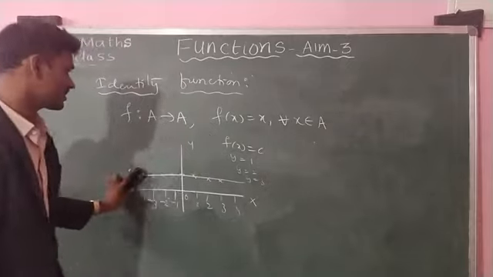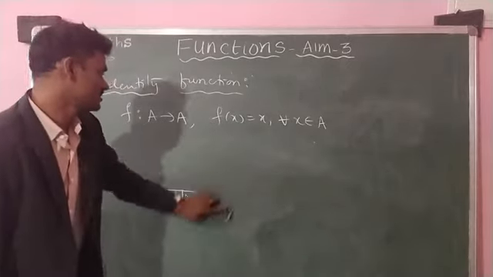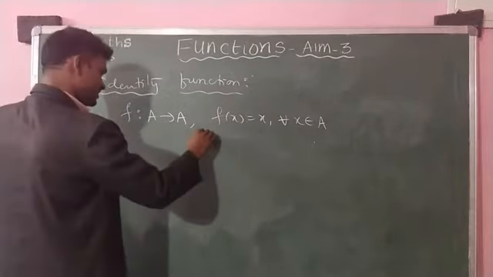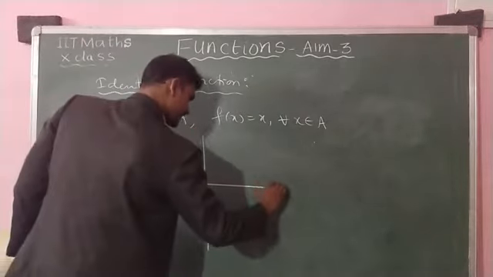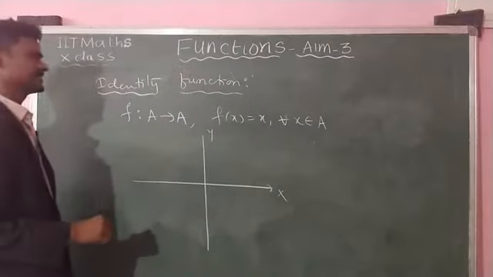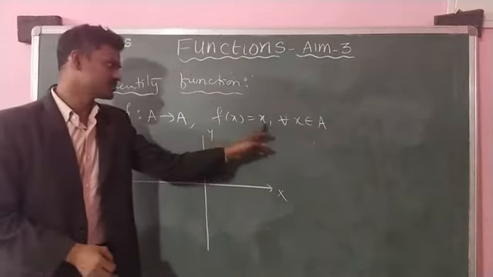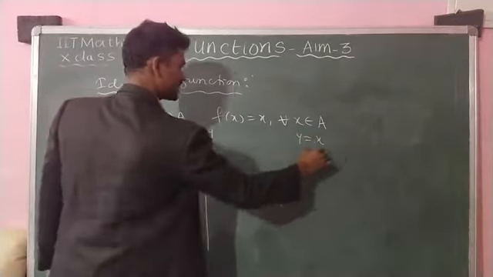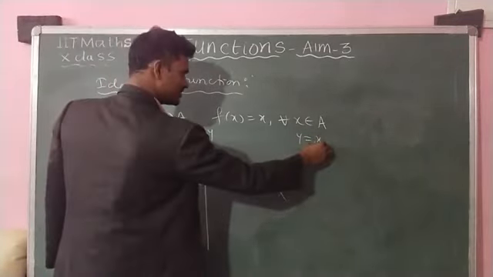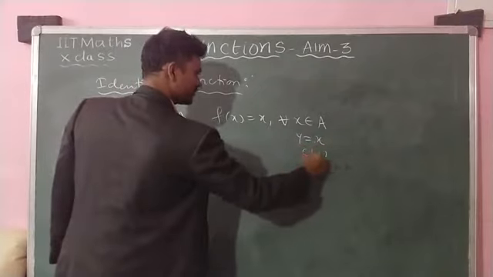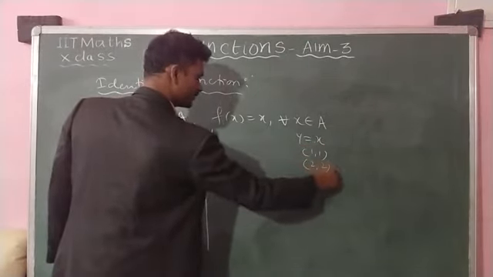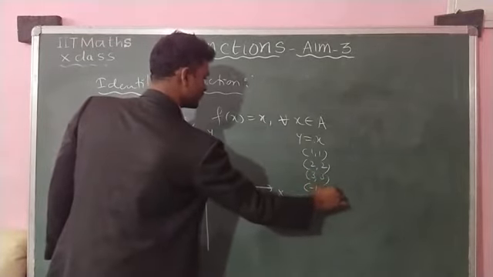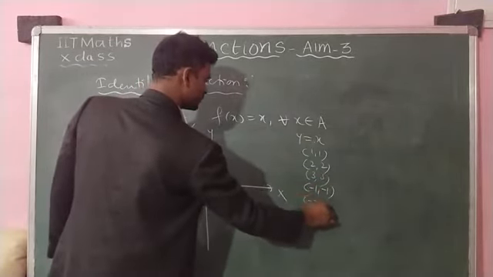Now see here, the identity function graph. This is the x-axis, this is the y-axis. Now f of x is equal to x. F of x means y, you can write y is equal to x, where x is equal to 1 means y also 1, x is equal to 2 means y also 2, x is equal to 3 means y also 3, x is equal to minus 1 means y also minus 1, x is equal to minus 2 means y also minus 2.